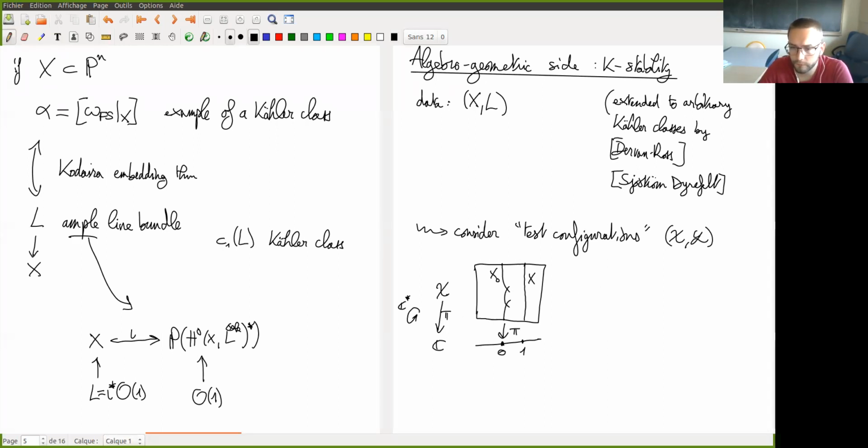So this is the picture for curly X, and it is equipped with a relatively ample line bundle L. Relatively meaning essentially that you have this ampleness condition, but for curly L restricted to each fiber.